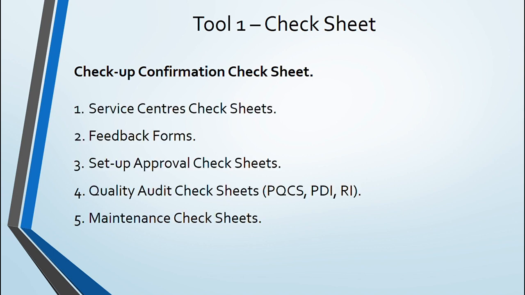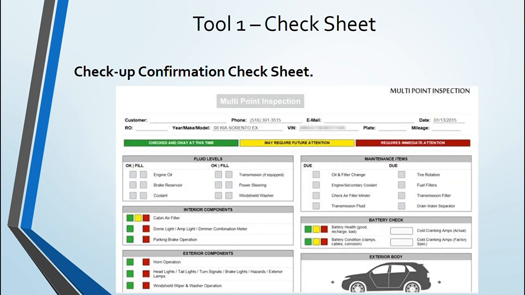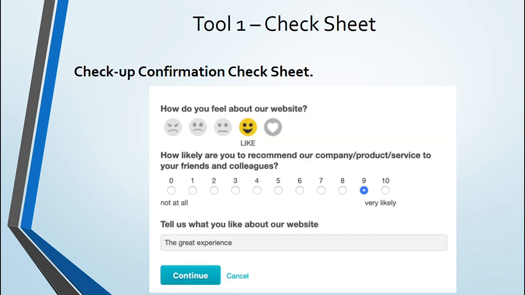Coming to the final type, the checkup confirmation check sheet. They are the most common of all check sheets and can be seen around us in our personal as well as professional life. These check sheets help in confirmation of a fixed set of checkpoints or questions and record associated observations or responses. You can see these check sheets at service centers in feedback forms, any operation setup confirmation, or as quality audit or maintenance check sheets. A few examples are: this is a check sheet for a car service center when one goes to get his car checked, or a feedback form after you have enjoyed any service and the provider wants to have your feedback.